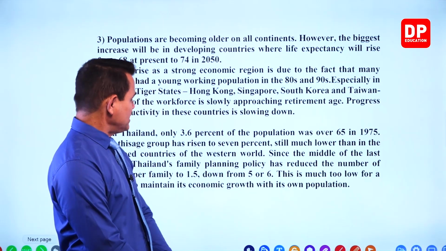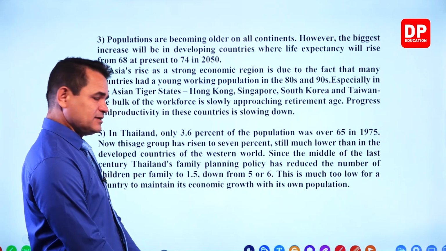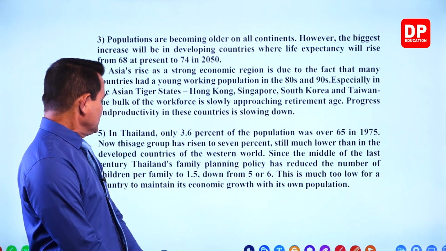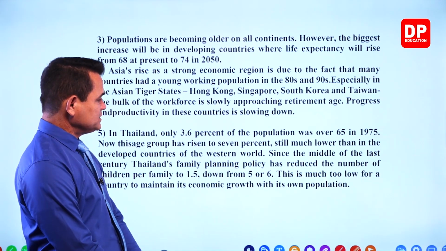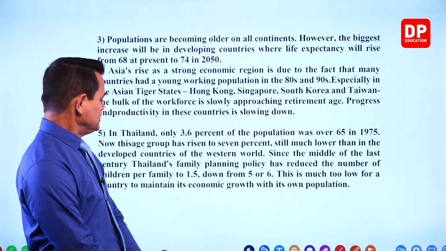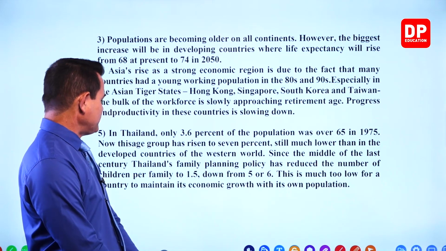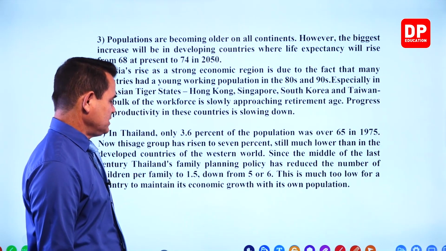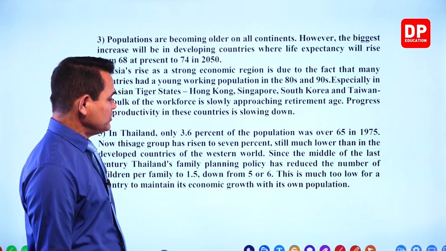Since the middle of the last century, Thailand's family planning policy has reduced the number of children per family to 1 to 1.5. Down from 5 or 6.